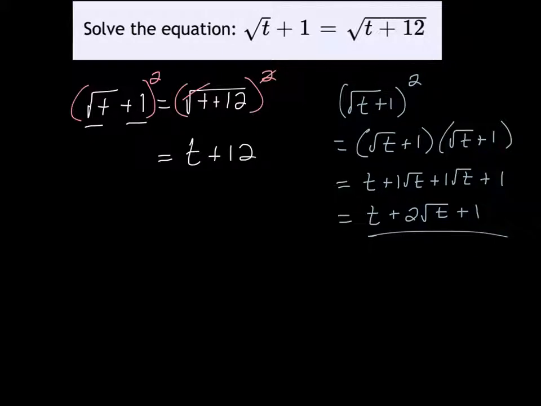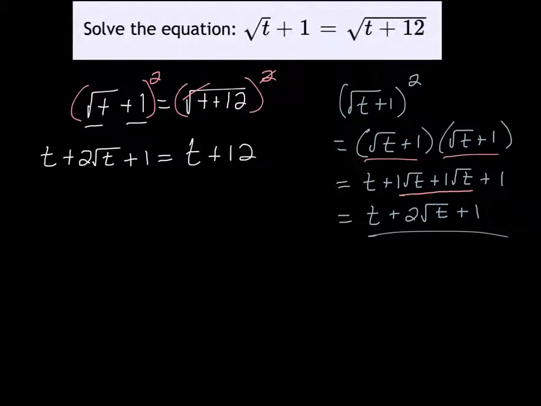Alright, so here's that foiling going on right here, and what I've done is this square root of t plus 1 squared, I've rewritten it here as these two factors. I foiled them out, and then I combined these like terms as the square root of t to get the 2 root t that you see below. So that's what's going to appear on the left hand side of this equation now.